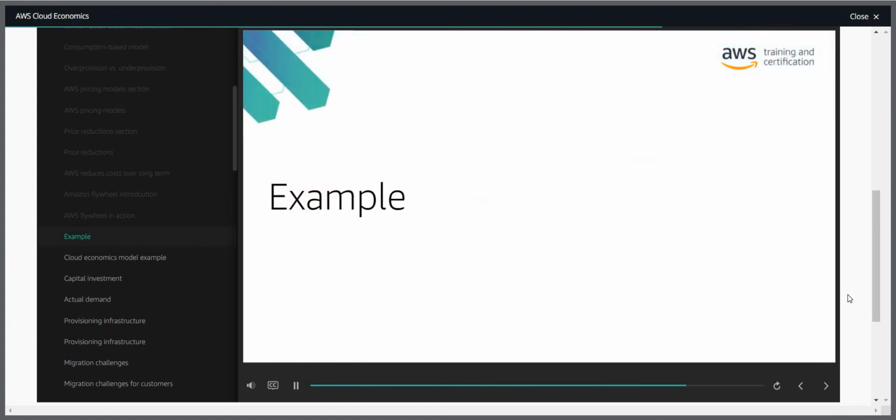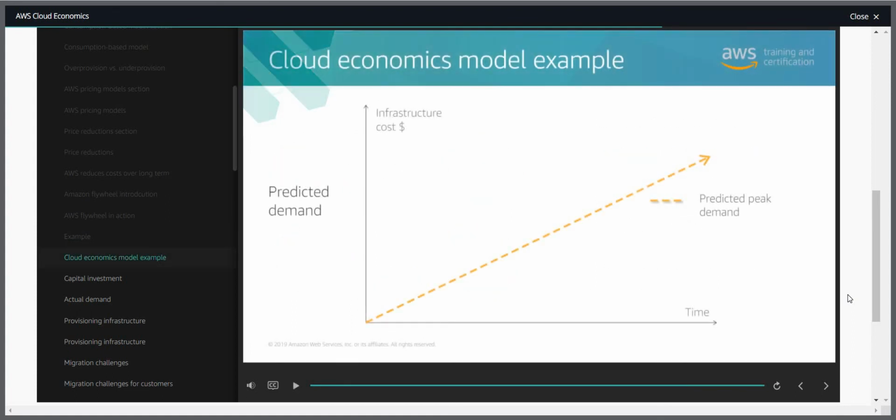Let's look at an example. Here is the basic cloud economics model. The essence of this model is efficiency, or matching costs to the usage curve. Looking at a simple example, a planning cycle typically starts with predicting demand to plan for capacity.